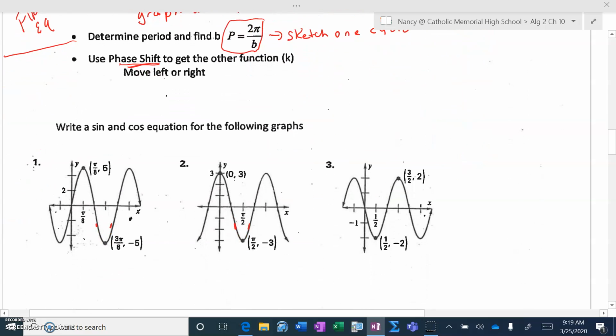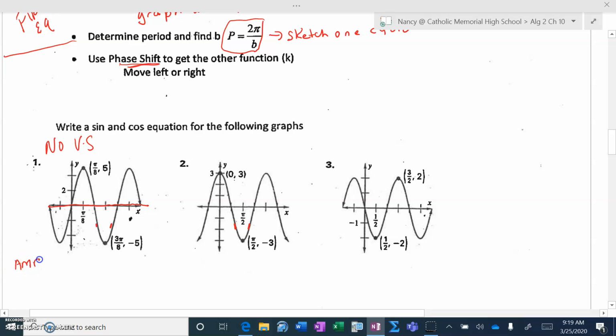So if I look at example 1, I can see that I center on the x-axis because I go 5 up and 5 down. So there is no vertical shift here. I don't move up or down. So the first thing, I'm going to decide there is no vertical shift. So this is the axis I'm using. Then I'm going to get my amplitude.